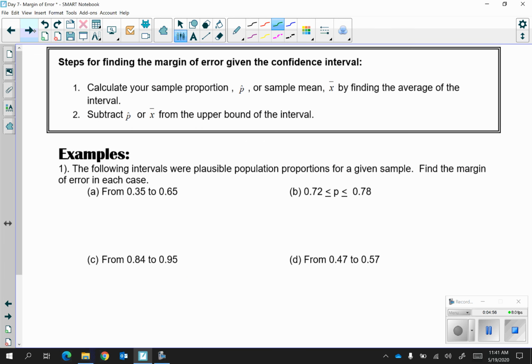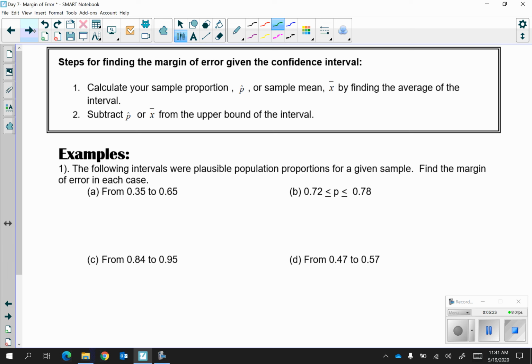So now, last week, we talked about finding the confidence interval given the margin of error. We're going to turn it around a bit. We're going to be finding the margin of error given the confidence interval this time. Now, there are multiple ways to do this, and if you prefer a different way and you find that it works, great. However, I'm going to be doing it this way each time.